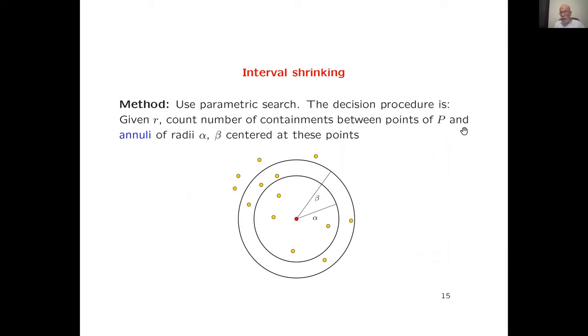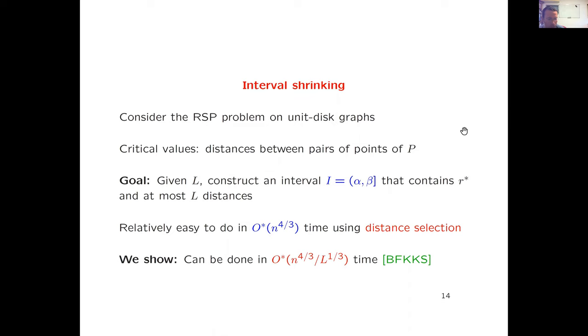So how do you do it? So you said this is to find the L smallest distances? To find an interval around R star, it has to contain R star, and it has to contain at most L, let's say, other distances. So it can be anywhere, but its range in terms of critical values is at most L. It's not the L smallest distances. I mean, it would be if R star were one of them, but in general, it will not.